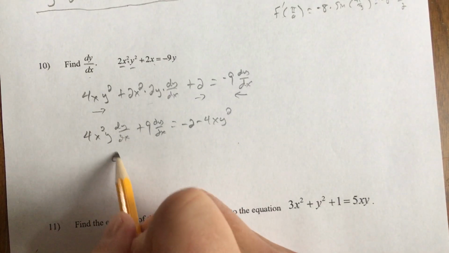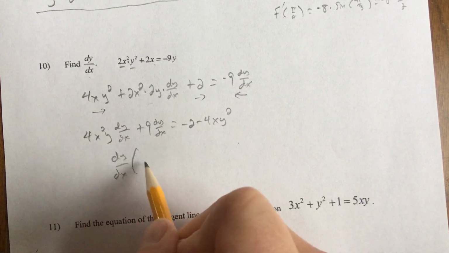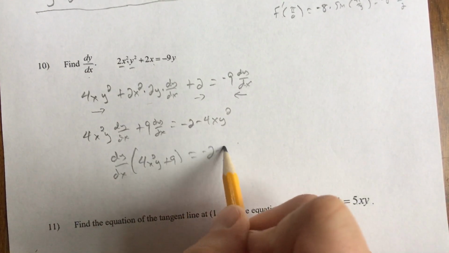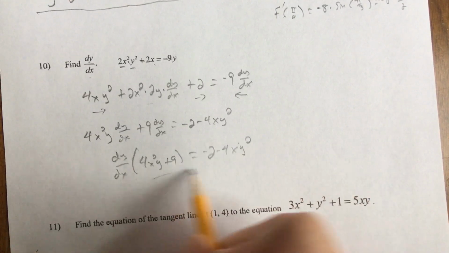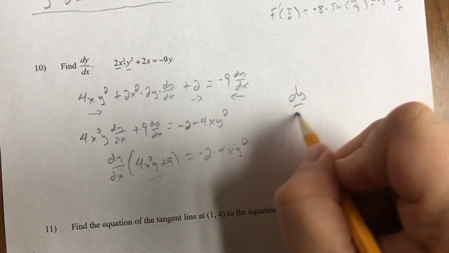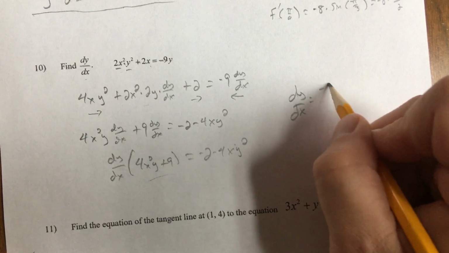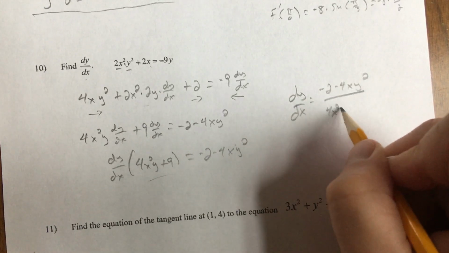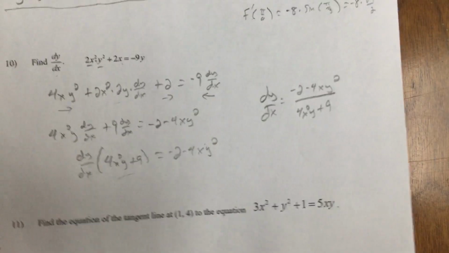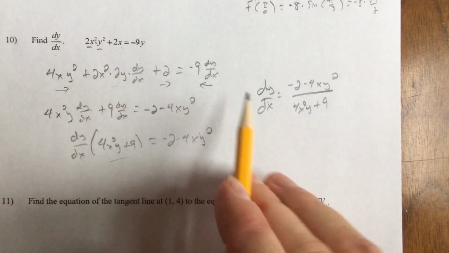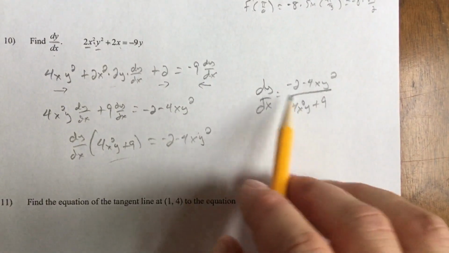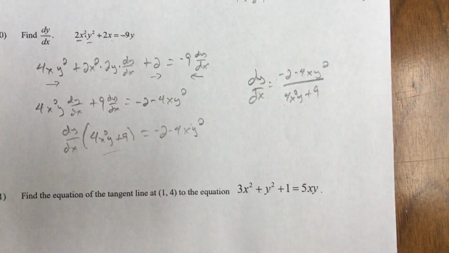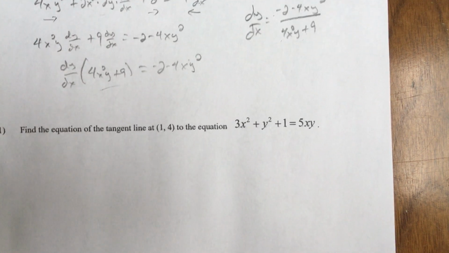Now if we pull that dy/dx off, I've got 4x squared y plus 9 equals this side over here, and then if I divide by that, dy/dx is negative 2 minus 4xy squared over 4x squared y plus 9. And again, if you move the dy/dx's to the other side, then you have these exact same terms. You just have positive, positive, negative, negative, and that's okay. That would be totally fine too.